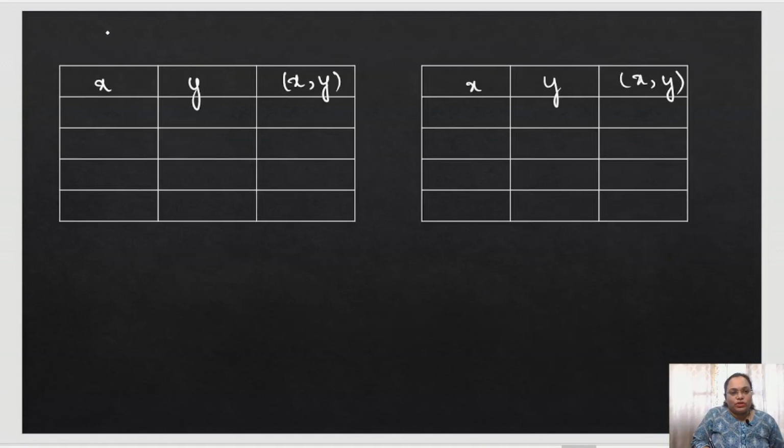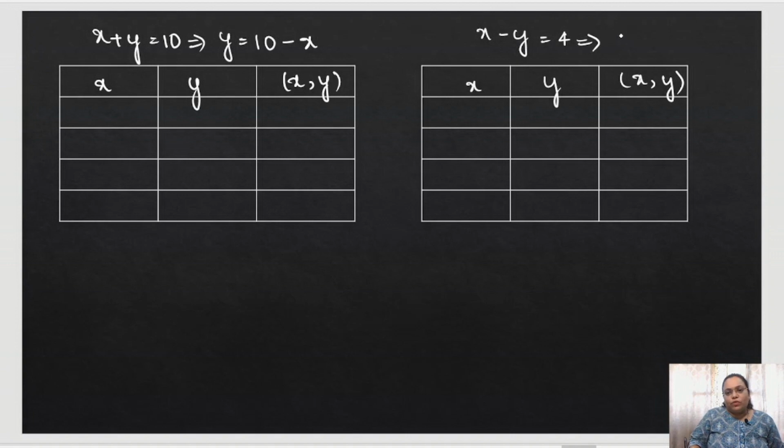So the first equation was x plus y is equals to 10. Right? So from here, if we want y value, you can take 10 minus x. Okay? So the second equation was x minus y is equals to 4. So from here, if you want y value, you will get x minus 4.